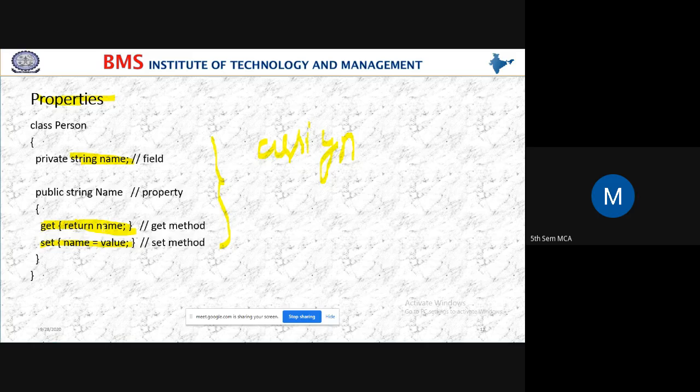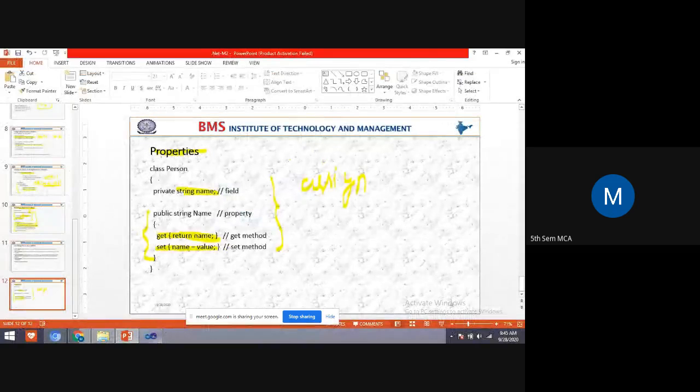So the usage of get and set methods we do in properties. The properties contain two methods, the get and set methods. The get method is used to return the value, and the set method is used to set the value. Setting the value is nothing but assigning the value. To assign the value we use the set method, and to display or return the value we use the get method. Now we'll see the program example for this.